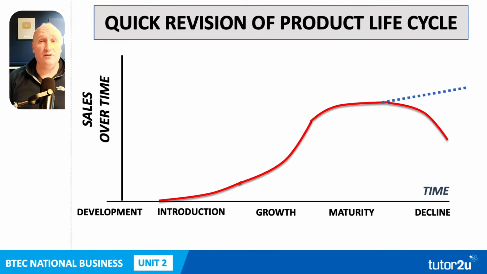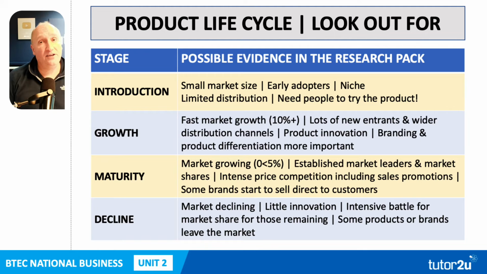However, there's an argument that through things like product extension strategies, for example, changing the price or changing the packaging or finding some new users, it's possible to sustain the maturity phase before markets start to decline. That's the basic idea, but how do we apply that to our research pack and part B in the information about the Unit 2 case study? Well, here's a bit of a guide for the kind of things that you might look out for.